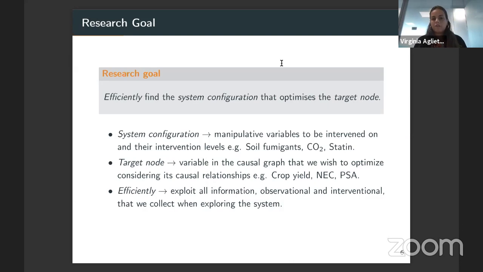These are the types of questions that we'll try to answer, but we would also like to do it in a very efficient way. We have different types of data that we have collected over time, and we would like to have a model that integrates all of this information, exploring the system as efficiently as possible, because as we know, each intervention is costly, it has different costs, it might be slow to perform, and it might also have some ethical issues.